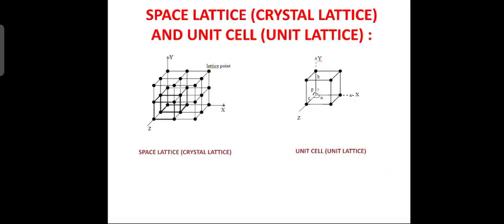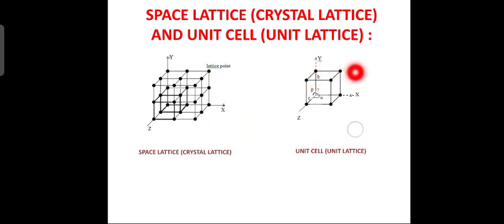Next slide. Now what is space lattice? Space lattice is also called crystal lattice, and unit cell is also called unit lattice. This is the diagram of space lattice or crystal lattice. You can see the 3-dimensional diagram. These are the 3 axes x, y and z. So you can see the arrangement of the space lattice. And this is the diagram of unit cell or unit lattice.